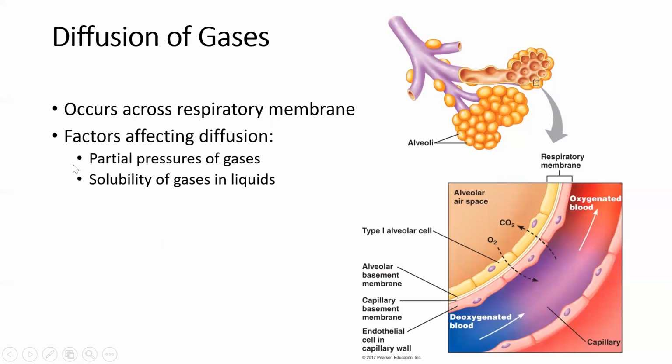Now we can introduce some of the factors that affect how well diffusion takes place. That's going to be the partial pressure of gases and the solubility of gases. We'll speak about these two factors individually in a little more detail, but to introduce the idea of the partial pressure of a gas, it's basically the individual pressures of a gas mixture. When we think about air that we breathe in, it's not just oxygen. It's got nitrogen in it. It's got a little bit of helium.